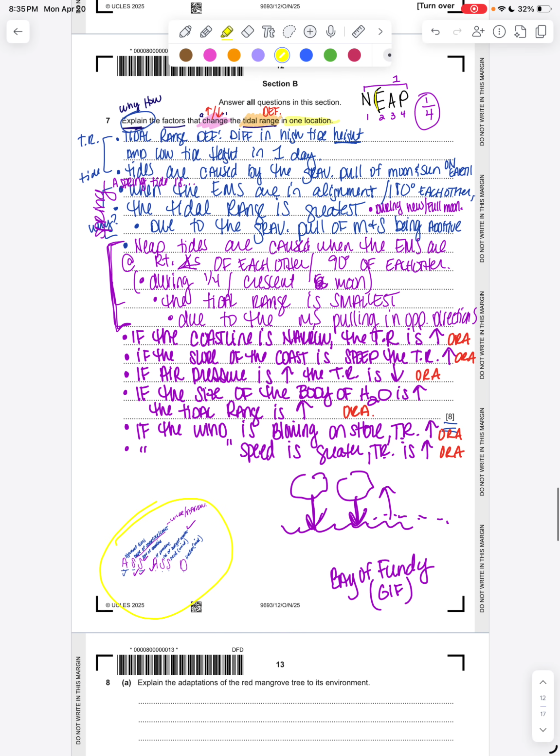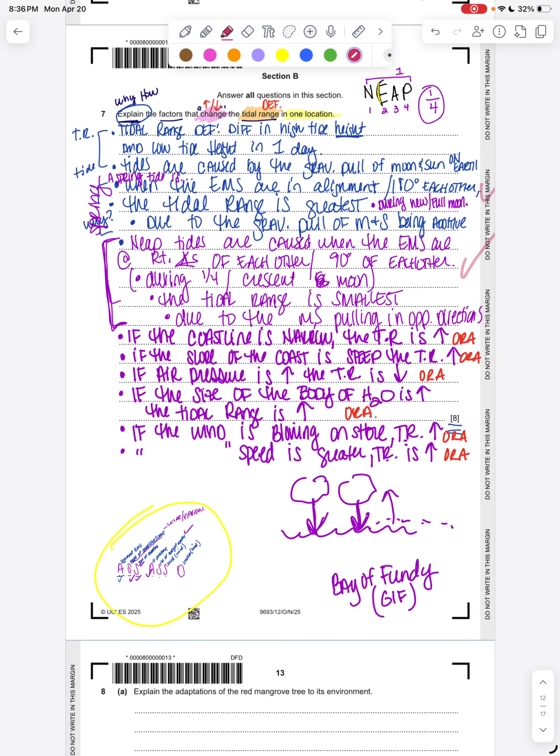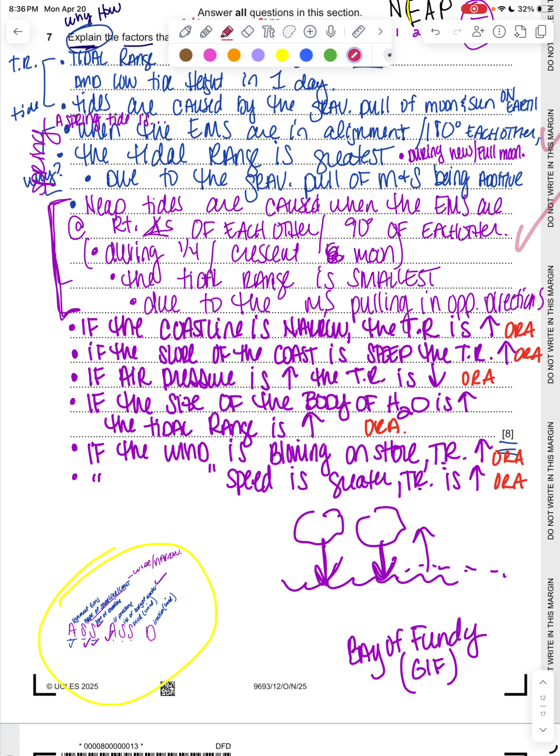We've got to think about things that really aren't going to change. Now, our Earth, Moon, and Sun situation, they do change. That's fine. The coastline doesn't change. If the coastline is narrow, the tidal range is higher, but that's not something that can change, so this really wouldn't apply. If the slope of the coast is steep, the slope is pretty much going to stay the same too.